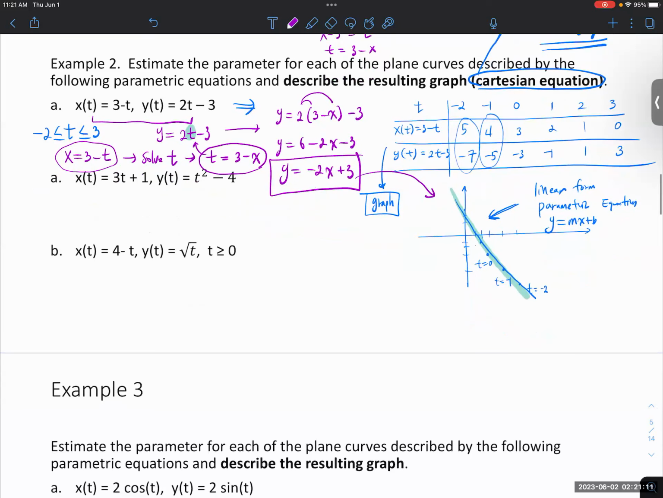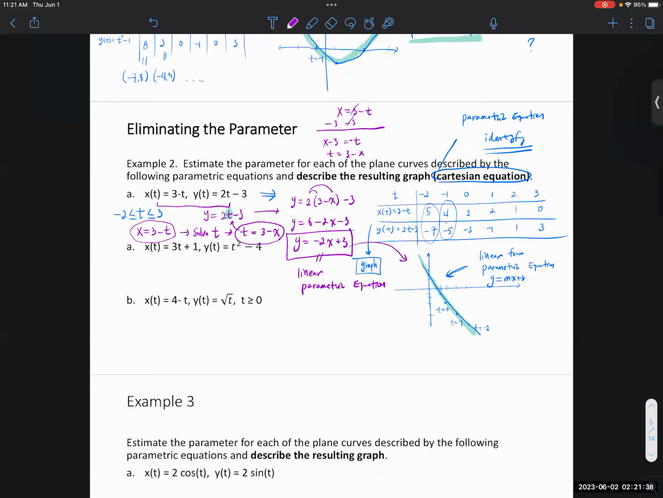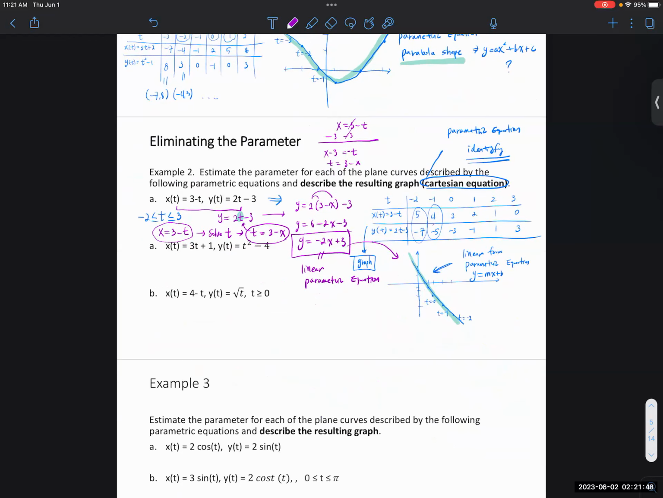So what does it mean? We just found out this is a linear parametric equation. Literally, if you plug in 5, you will get negative 7. If you plug in 4 into that equation, you will get negative 5. So this is the linear equation we just found from the given two functions in terms of t. Okay? So I'm showing you so far how to determine the parametric equation by graphing it and by using the substitution method.